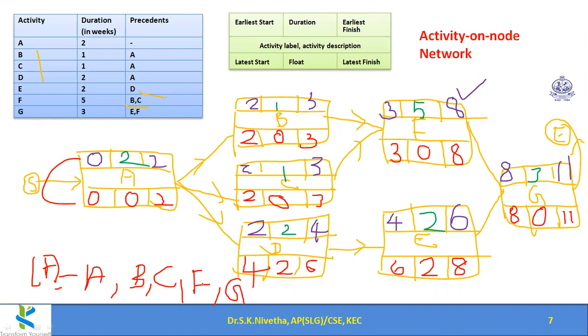Okay, critical path. Two paths are there. A, B, F, G and A, C, F, G. These two are the critical paths. Okay, so I am simply marking.